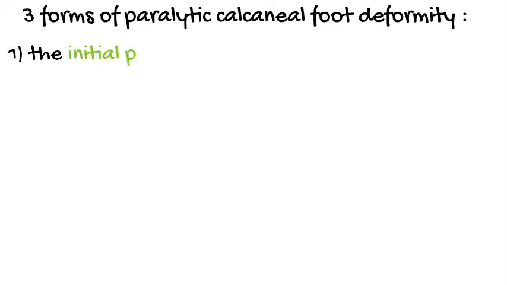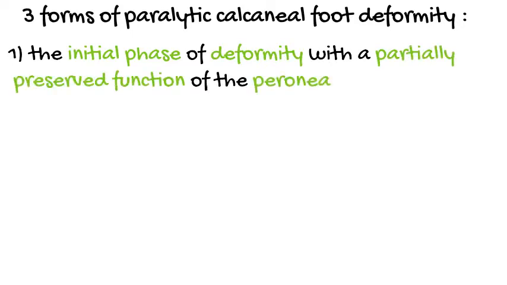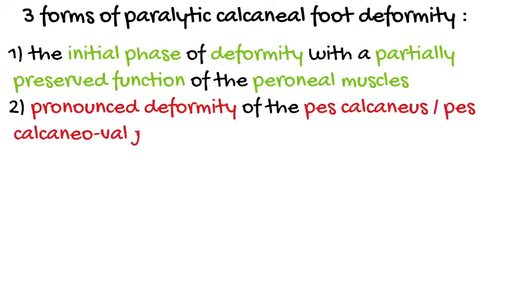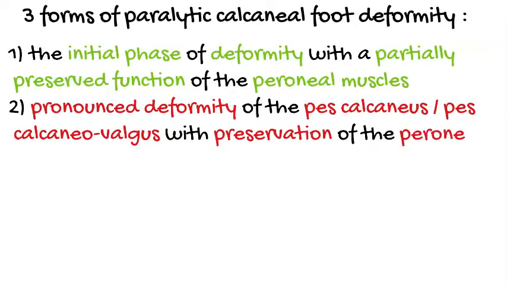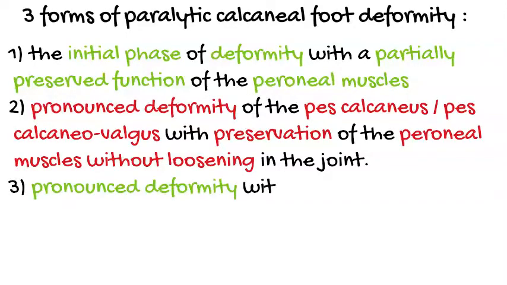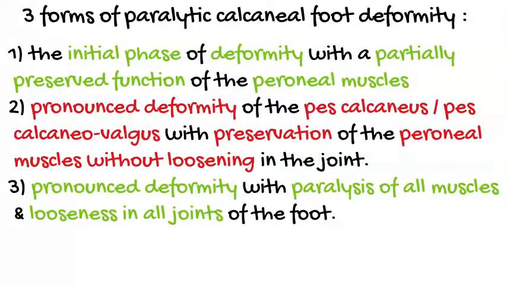Three forms of paralytic calcaneal foot deformity are present. Number one, the initial phase of deformity with a partially preserved function of the peroneal muscles. Number two, pronounced deformity of the pes calcaneus or pes calcaneovalgus with preservation of the peroneal muscle without loosening in the joint. Number three, pronounced deformity with paralysis of all muscles and looseness in all joints of the foot.